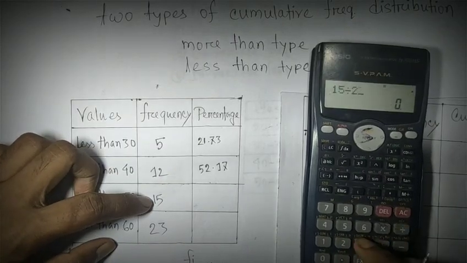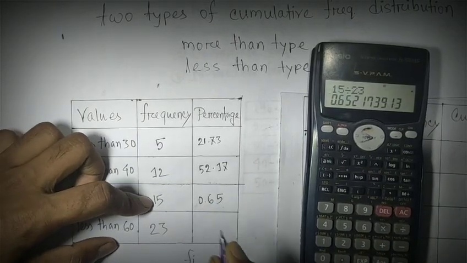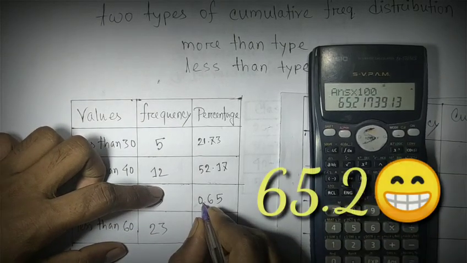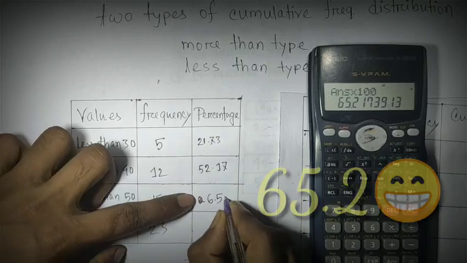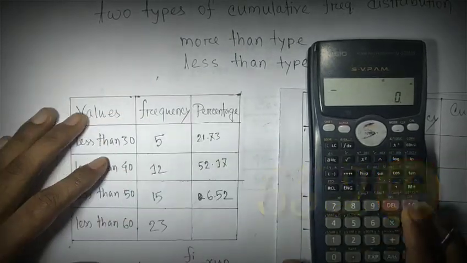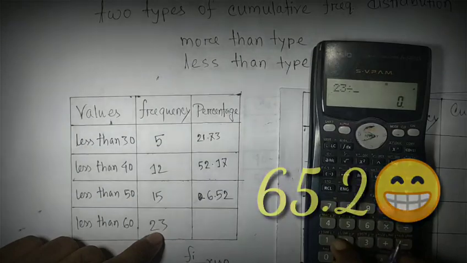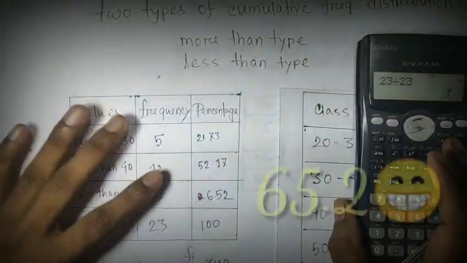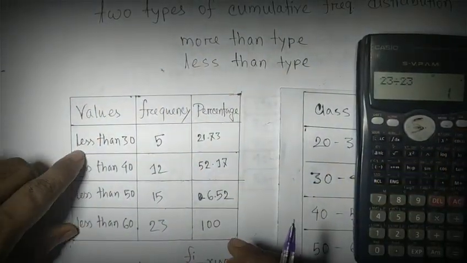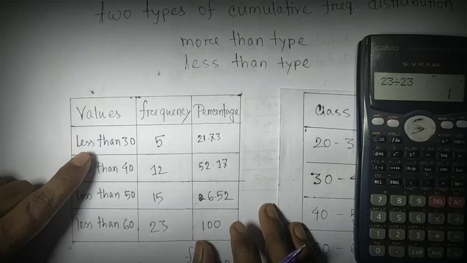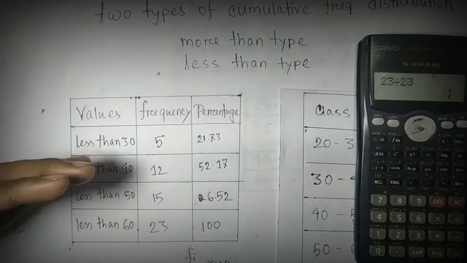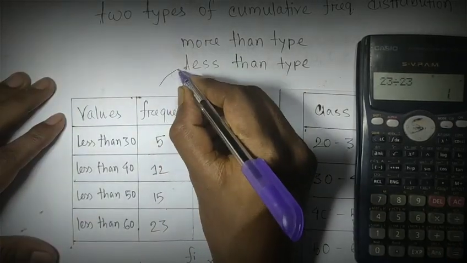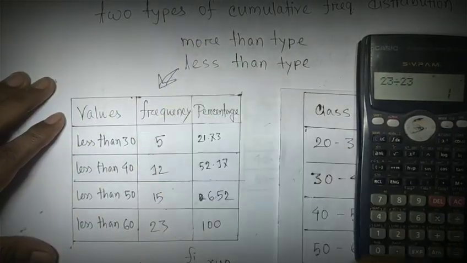And 15 by 23 is equal to 0.65, into 100, it will be 65.22. That means I made a mistake earlier, I forgot to multiply by 100. And 23 divided by 23 is equal to 1, and into 100 is obviously 100. And these are the percentages of this cumulative frequency. And this type is obviously the less than type, because we are representing the cumulative frequency of the less than quantity. So this is less than cumulative frequency.